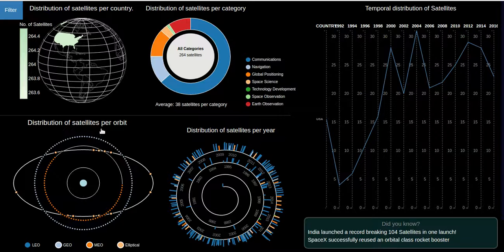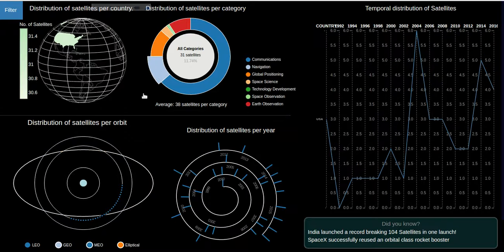Let's combine this with navigation satellites. You would again notice that the data for the orbits and for the distribution of satellites per year for the lifetime gets updated. And now you can see satellites are available only in the mid-Earth orbit.